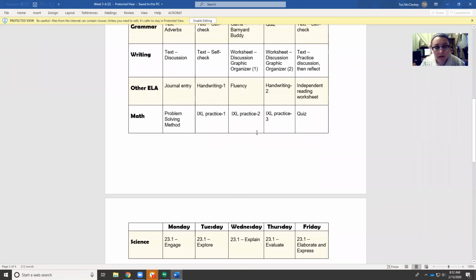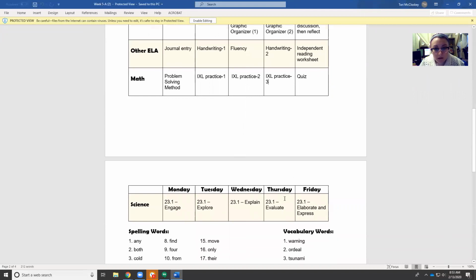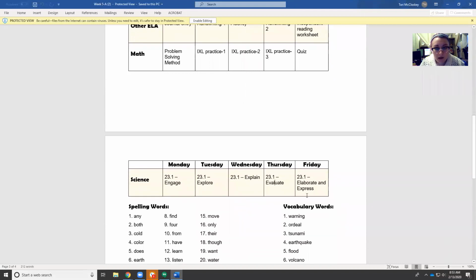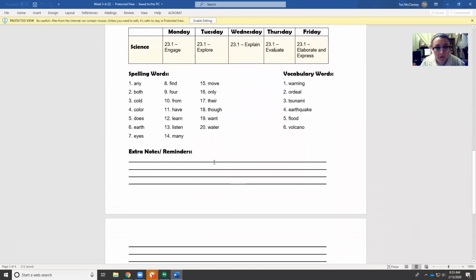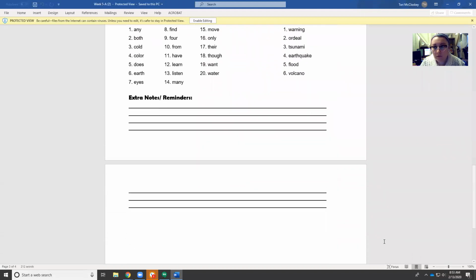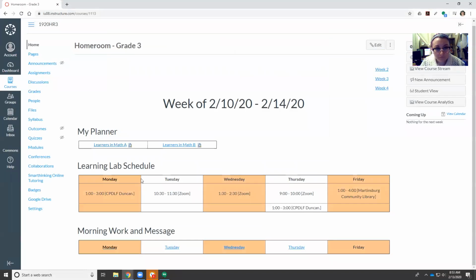Some of you already did these activities on Splash Learn last week, so you don't have to do them this week. But if you did not do them last week, do them this week. Science, you're doing Evaluate of your 6E, and you have spelling, vocabulary, and extra notes and reminders. Learning Lab today, 9 to 10, drop in for anyone, and then 1 to 3 at the Duncansville site.